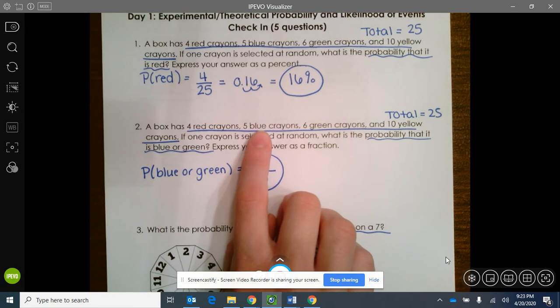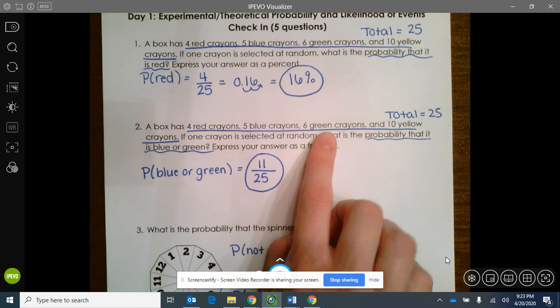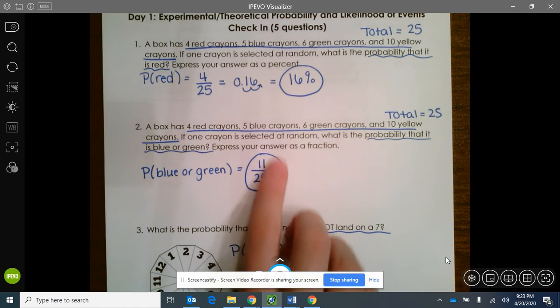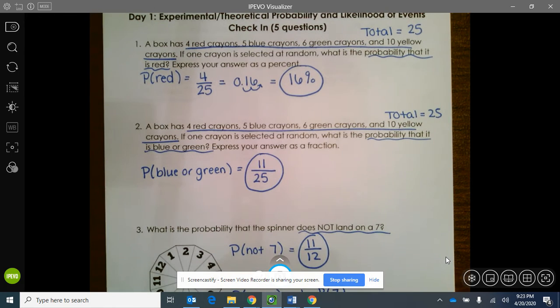So if there are 5 blue crayons and 6 green crayons, there are 11 crayons, so 5 plus 6 is 11, that I'm okay with getting. So that's my favorable outcomes, 11 over the total of 25. Now you always want to make sure you try to reduce this. 11 over 25 does not reduce, so you can just leave your answer as 11/25.